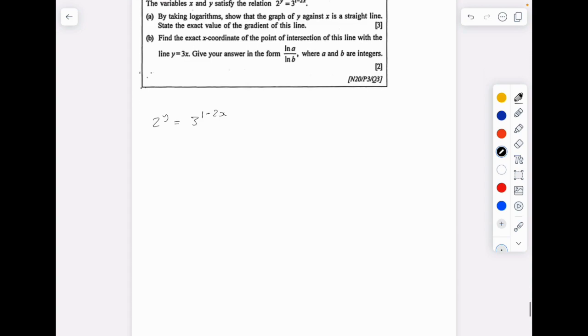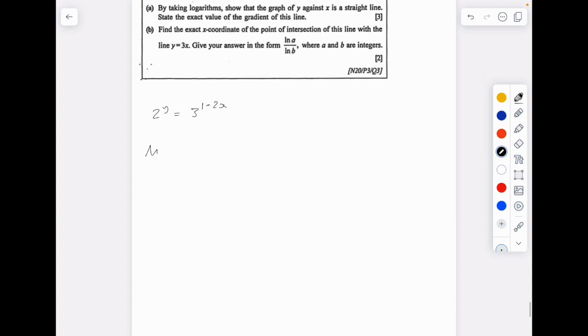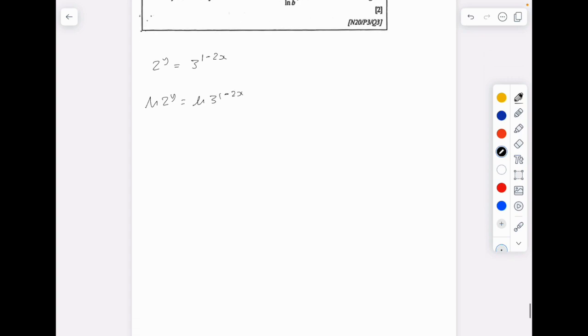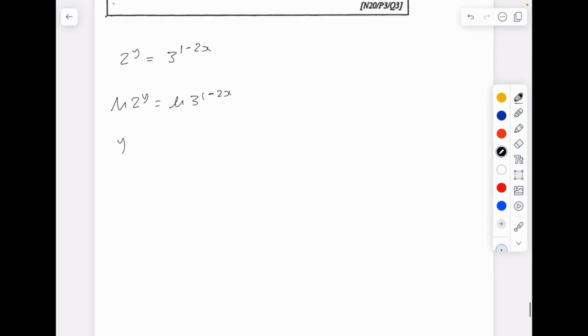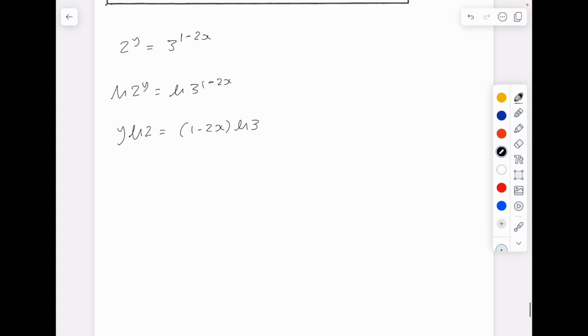So now what we want to do is take the ln of both sides. So I can say ln 2 to the y is equal to ln 3 to the power of 1 minus 2x. So then what I get, guys, is y ln 2 is equal to 1 minus 2x ln 3. Cool. Where do we go from here? Well, I'm going to expand this out.